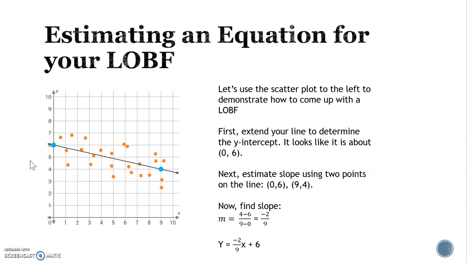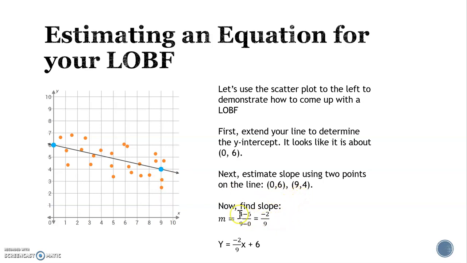My y-intercept looks like it's at about 0.6. The next step is to identify another point on that line. There are so many different points, and I try to pick one that's a perfect whole number. So I identified one down here intersecting at 9.4. Once you have two points, you can then find your slope.